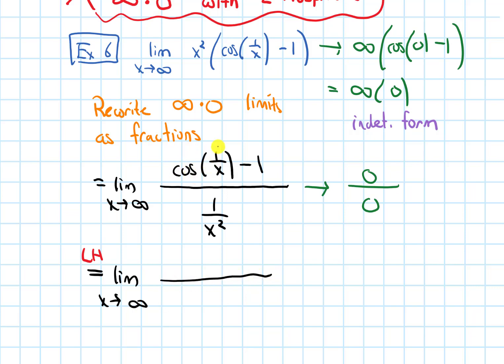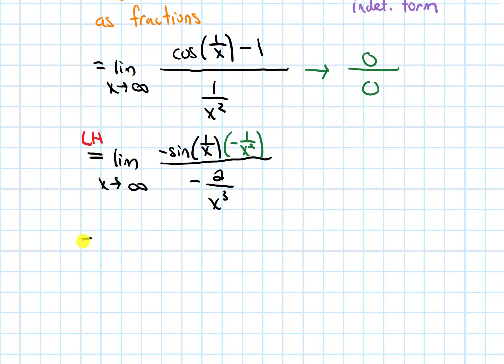So the derivative of the cosine term, I need chain rule. Derivative of the outside will be negative sine. I keep the inside the same, the 1 over x. And I multiply by the derivative of 1 over x, which is negative 1 over x squared. And the minus 1 will go away because that derivative is a constant. And on the bottom, the derivative of 1 over x squared will be negative 2 over x to the third.